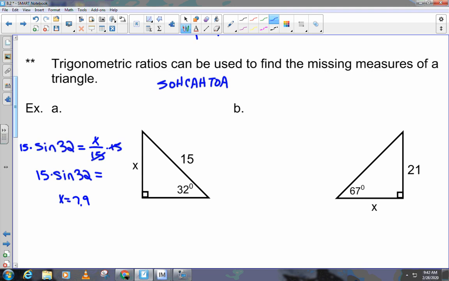Okay? In this one, again, I go to my angle. It's a 67-degree angle. Okay? That means we got to use trig. Okay? What do I have in regard to it? I have the opposite, and I'm looking for the adjacent. Okay? So what does that mean that I'm going to use?